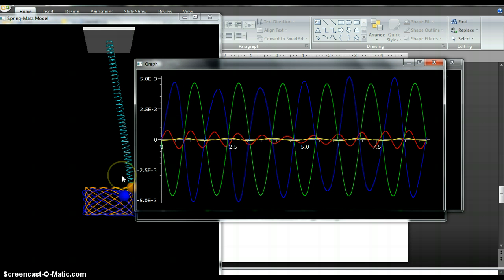And then this is a graph of all my energies. The red is kinetic, the blue is gravitational potential energy, and the green is spring potential energy, and they all add up to give us this yellow line in the middle going along the x-axis, which represents our change in energy, and that's 0.